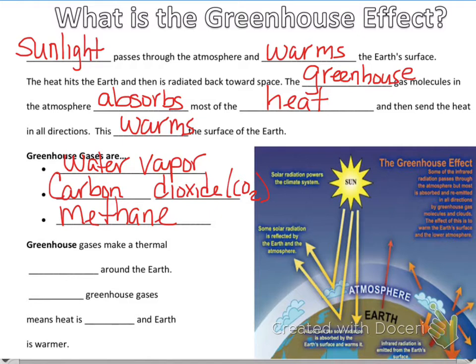So greenhouse gases make a thermal blanket around the Earth, and what happens is they trap that heat in. The more greenhouse gases there are, it means more heat is absorbed and Earth is warmer. So we are trapping them in. So the picture here is basically showing you what I just said in words. The sun radiates down, hits the Earth. About half of it is absorbed on the Earth's surface and warms it, and then some of it is bounced around. And because of the gases, though, they can't escape back out.